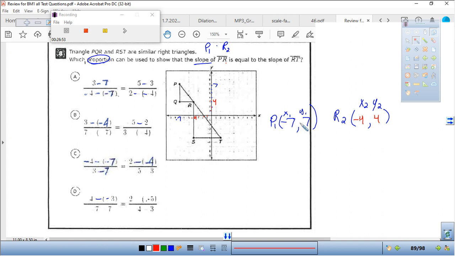Now I need to use X1, Y1, X2 and Y2 and plug them into the formula Y2 minus Y1 over X2 minus X1. This is your slope formula, and it comes out of your reference material, so don't freak out. You're going to have to refer back to it. The way it starts off, the first number comes from Y2.